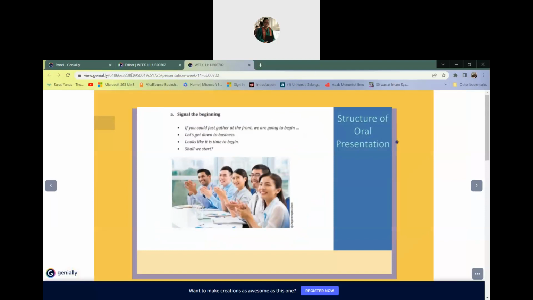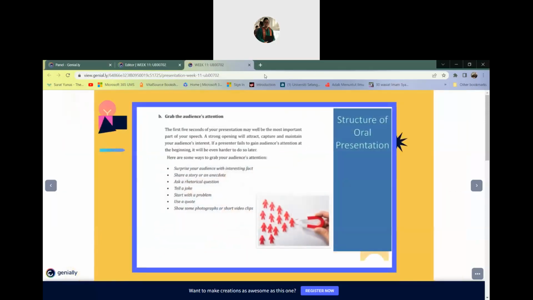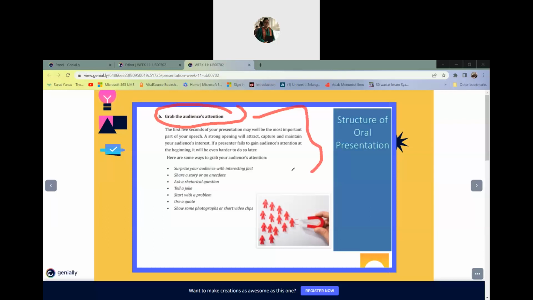So this is basically what you can read, like how you can start, introduce yourself and everything. One thing, just for your information: when it comes to oral presentation, you can grab the audience's attention. There are a lot of ways of how you can basically grab the attention of the audience, but do not spend too much time on this. Just spend maybe 10 to 15 seconds.